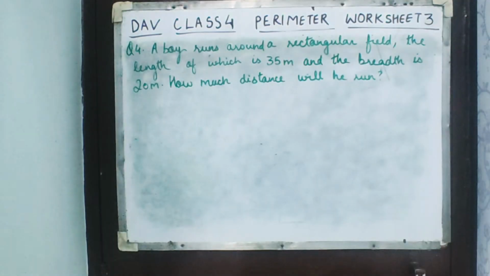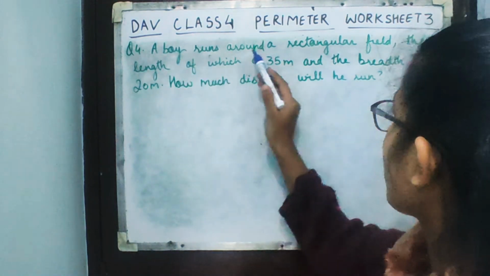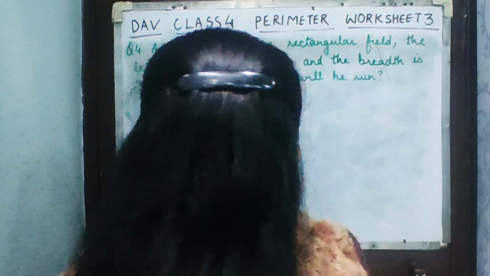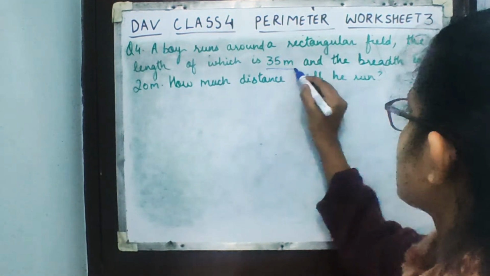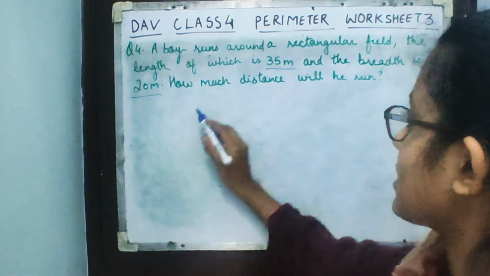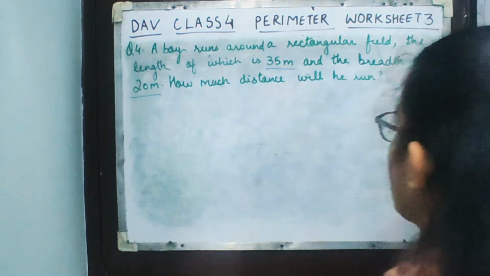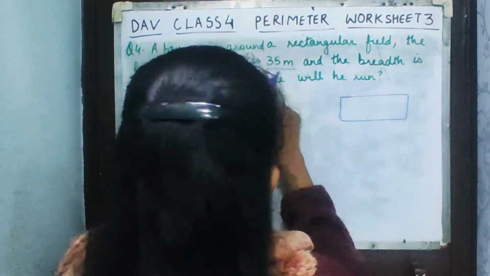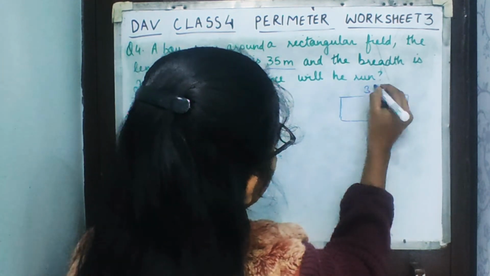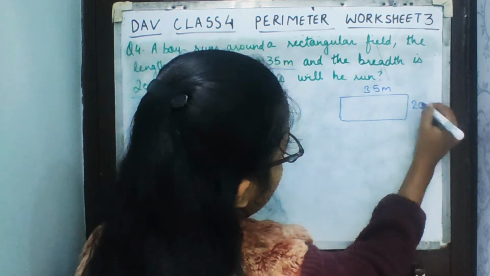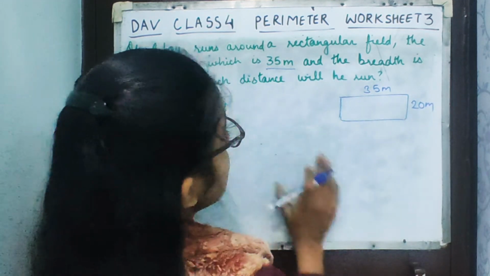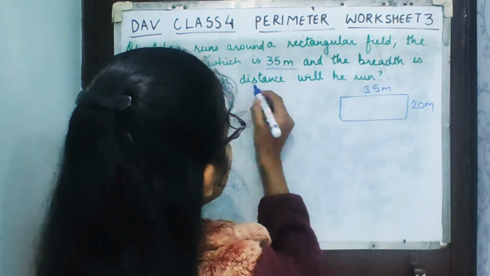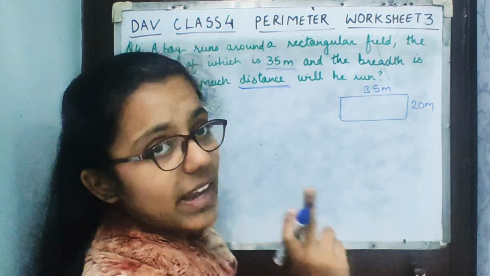Now coming to our fourth question: a boy runs around a rectangular field, the length of which is 35 meters and the breadth is 20 meters. How much distance will he run? So a rectangular field is there, and the length is 35 meters and breadth is 20 meters. We have to find how much distance the child will run.